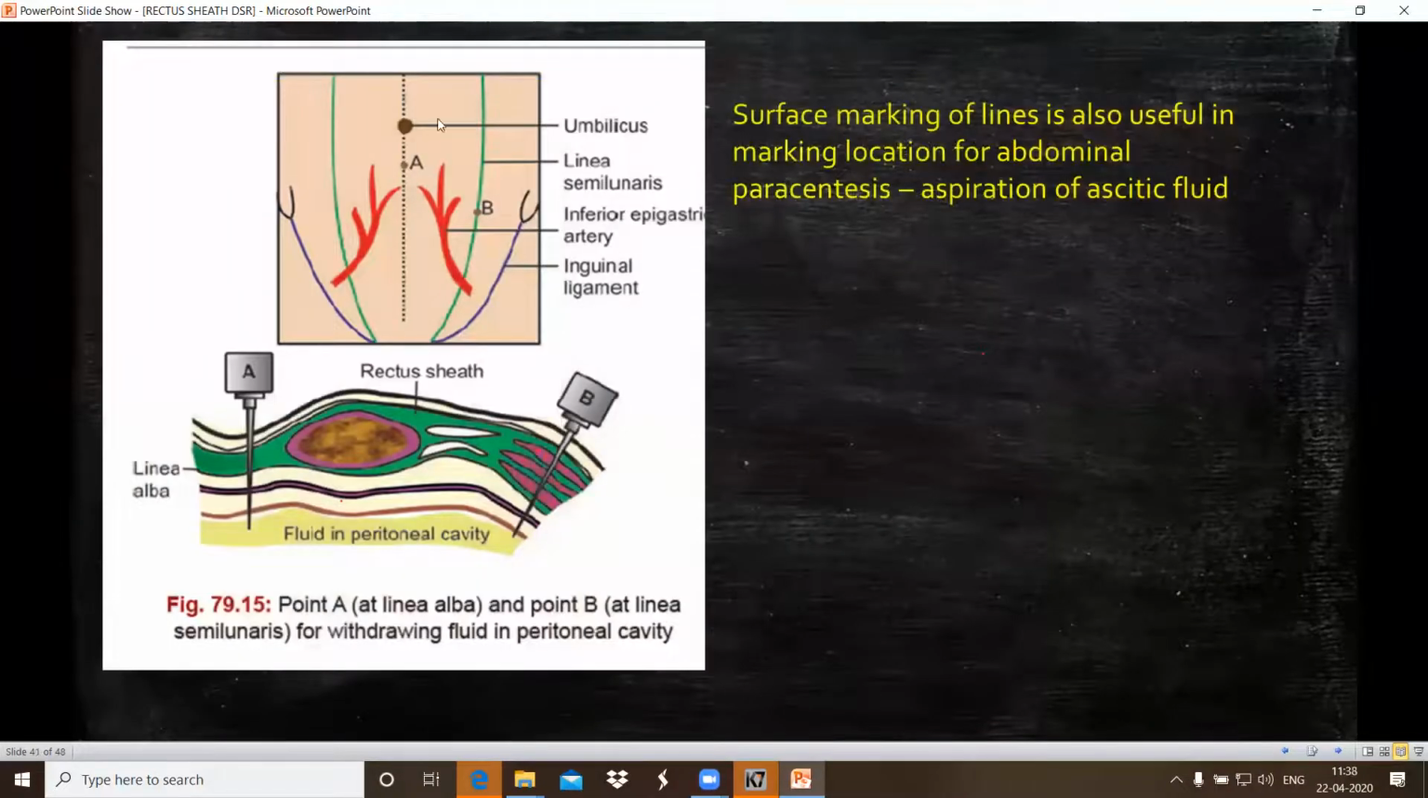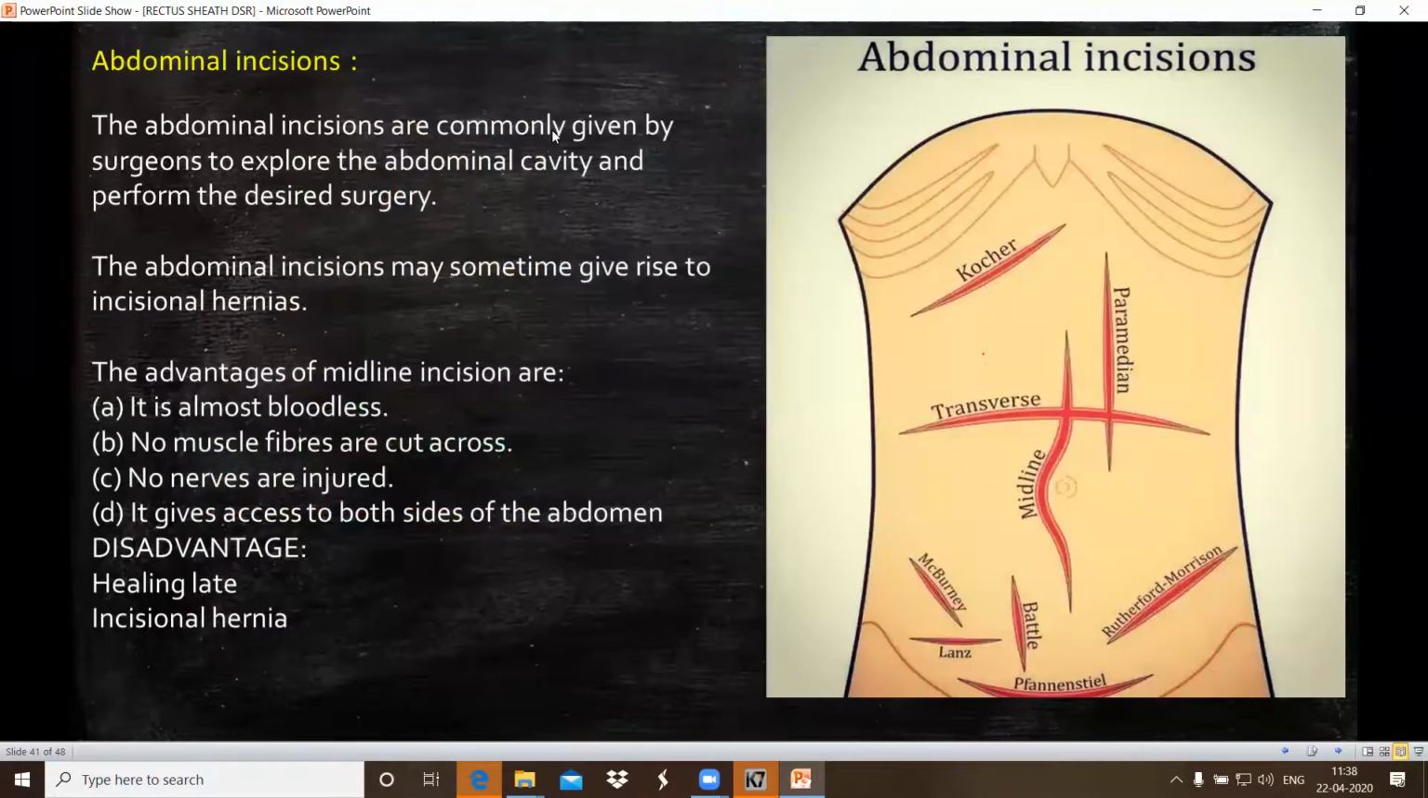Next, the linea alba and linea semilunaris below the umbilicus are the sites for paracentesis, aspiration of the peritoneal fluid. Just like we draw the pleural fluid of the thorax, in the same way paracentesis of the abdominal fluid is also done with the help of the linea alba and linea semilunaris below the umbilicus. Next, what are the incisions related to this rectus sheath?